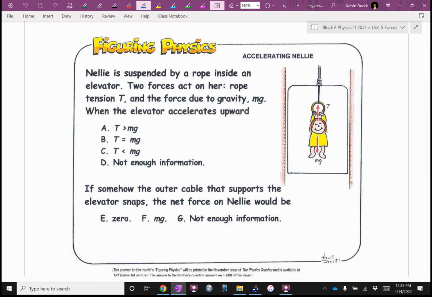A. I got 1. I got 2. I got 3. No, I got 2. Objection withdrawn? Okay, 2. Who says tension is equal to mg? 1, 2, 3, 4, 5, 6, 7, 8, 9, 10, 11. Who said, no, tension is smaller than mg? We need more information. Okay.